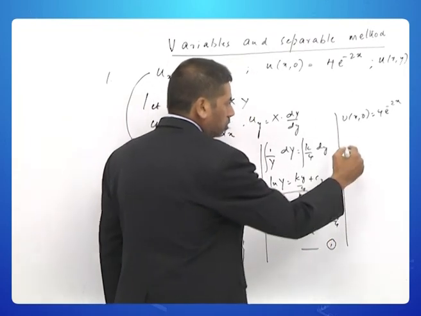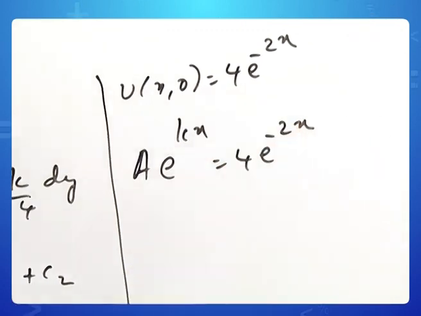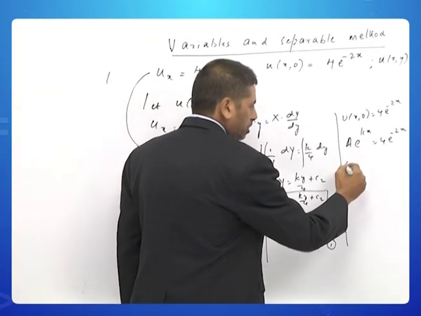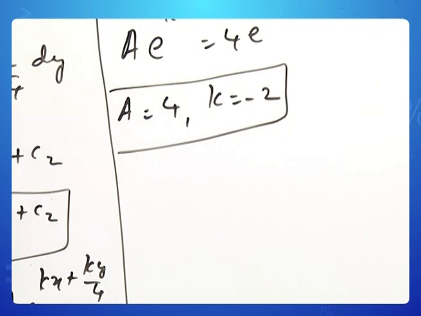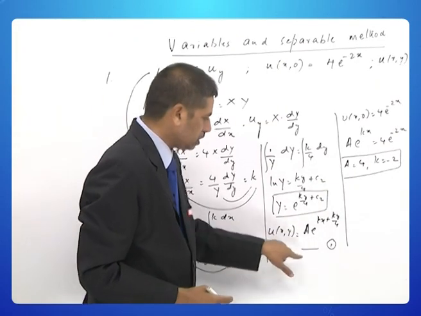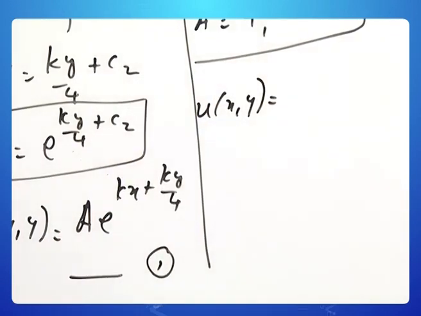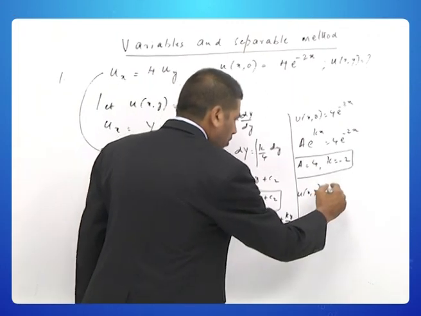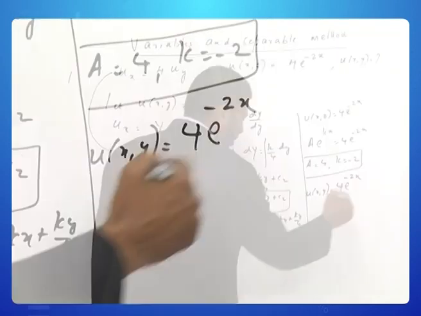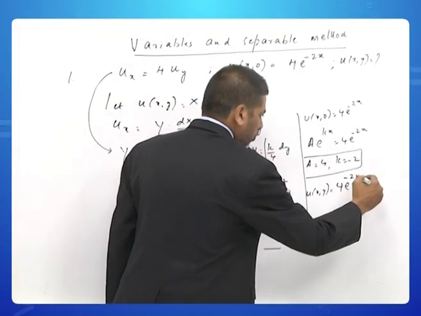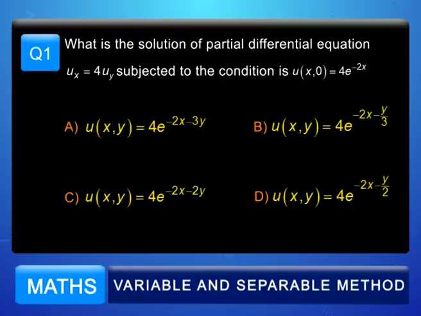So take u(x, 0) is equal to 4 e power minus 2x and apply it on equation 1. So put y is equal to 0 and we will get A e power kx is equal to 4 e power minus 2x. So direct comparison will give A is equal to 4 and k is equal to minus 2. All that we need to do is substitute A and k in this and that should be the end of the problem. So u(x, y) is equal to 4 e power, kx is minus 2x, k by 4 will be minus 1 by 2, so minus y by 2. So you can see that option D for this problem is correct.